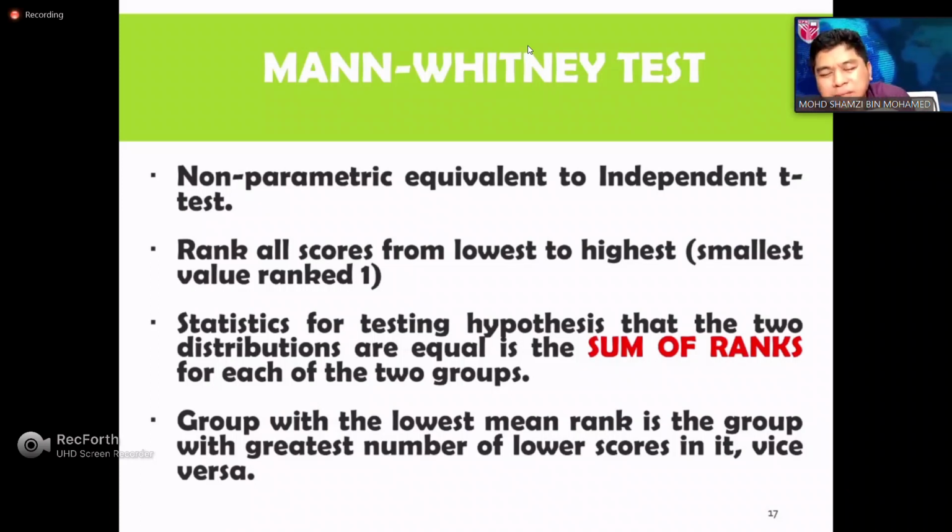If you rank, you sum all the ranks of these two groups, and you get equal numbers, then the null hypothesis will be retained. Meaning no differences between the two groups. So the group with the lowest mean rank is the group with the greatest number of lower scores in it, or vice versa.